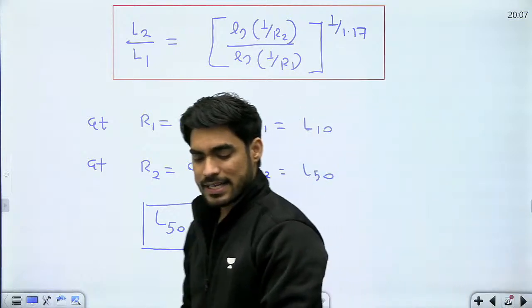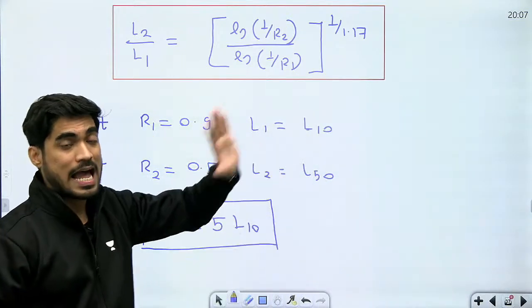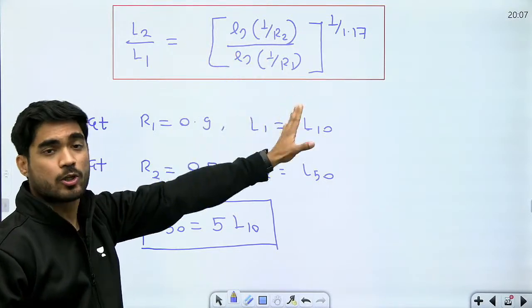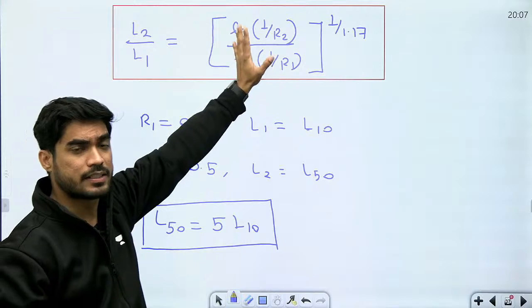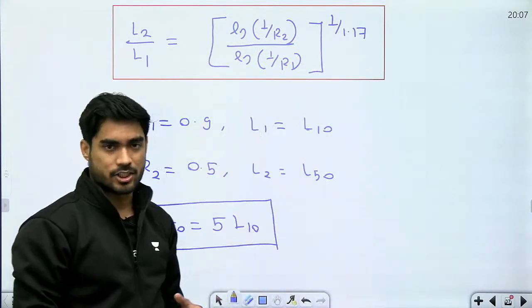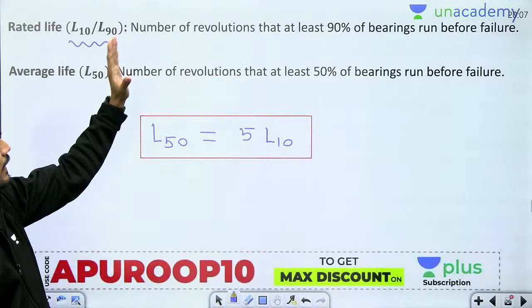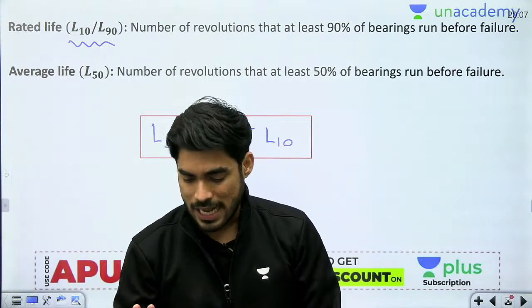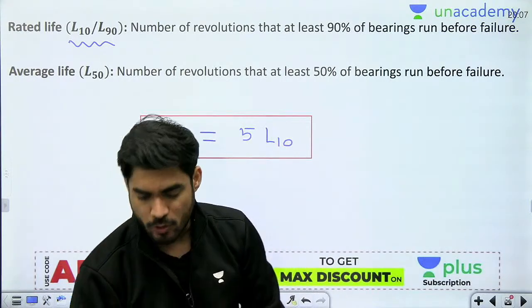Till now there has never been a question from this equation. But if you want, you can remember this. Otherwise, till now there has never been a question from this relation. So this is rated life and average life. I hope this is clear to everyone.